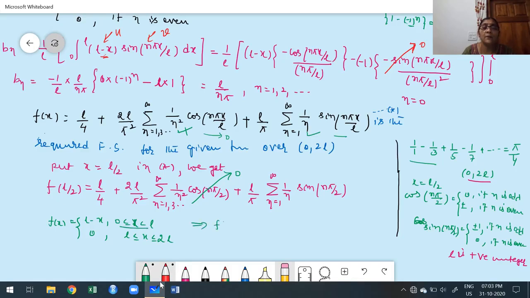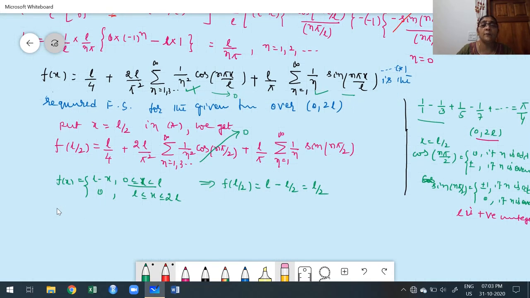Therefore, what is my f of L by 2? Definitely L by 2 is in the range 0 to L. What is my f of L by 2? L minus L by 2, so we get L by 2. Next, I have to substitute the value of f of L by 2, which is L by 2. I take this to the right hand side. What we get is minus L by 2 minus L by 4. This value is L by 2. I take minus L by 4 to the left hand side.